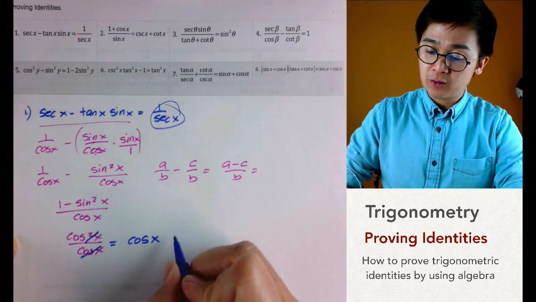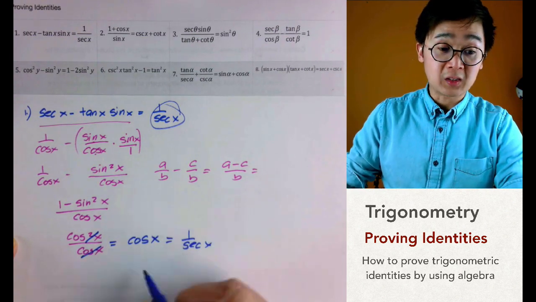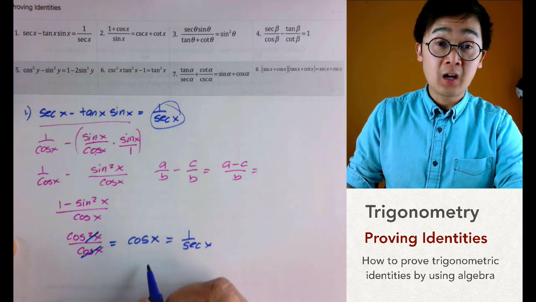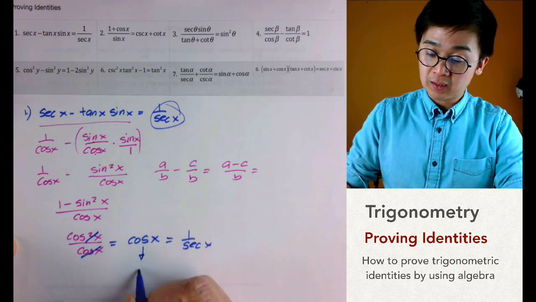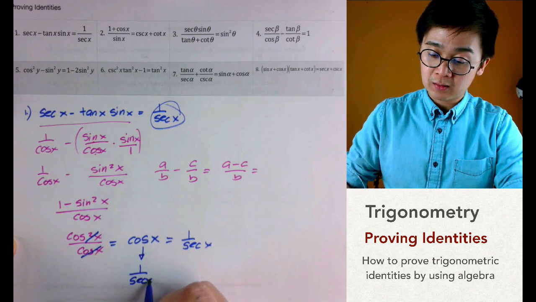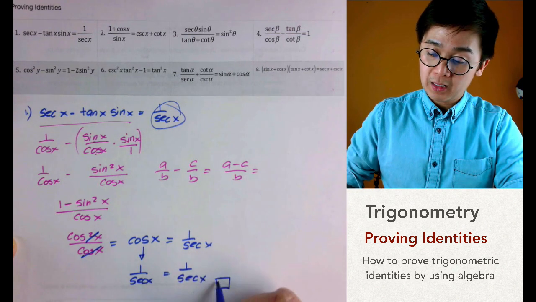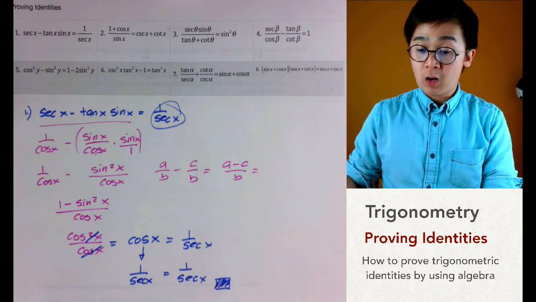Now the other side of our equation is 1 over secant x, which is obviously not identical to cosine x, but we know that cosine x is the inverse of secant x, so we can modify this into 1 over secant x, equal to the other side. And now we've finished our proof. So that's problem number 1.